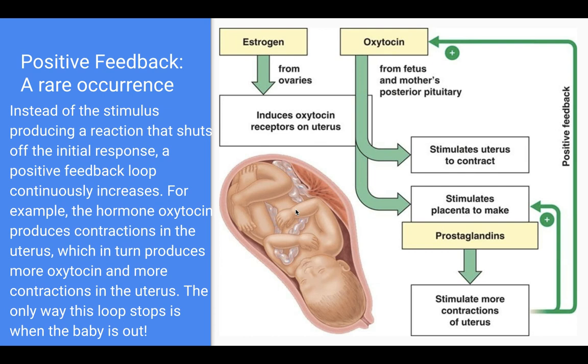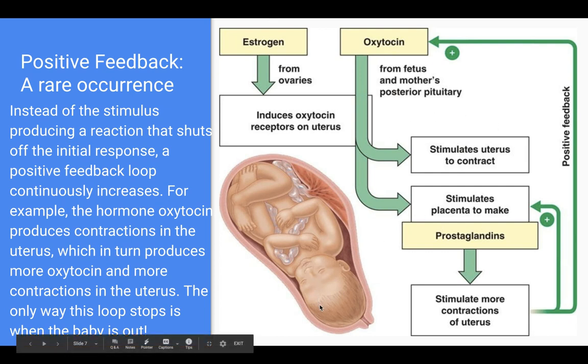So once this is started, it needs to stop. So oxytocin will stimulate the uterus to contract. It will also stimulate the placenta, which is this right here. This connects the baby and the umbilical cord to the wall of the uterus, makes prostaglandins, which stimulates more contraction of the uterus. And every time the uterus contracts, more oxytocin is produced and it keeps feeding into itself. So this is why it's called a positive feedback loop. Instead of turning the stimulus off, it actually keeps increasing it.